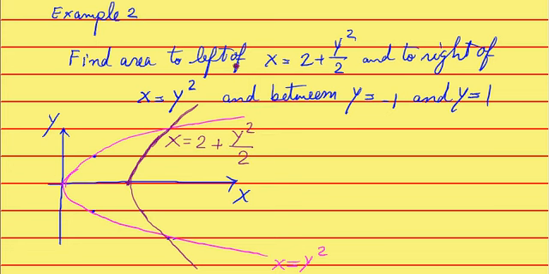So we want the area that is to the left of this one. This is a picture. We want to be to the left of this. We want to be to the right of x equal to y squared, and we want to be between y equal to 1 and y equal to minus 1. So eventually, where do we want to be? This is the region we are interested in.